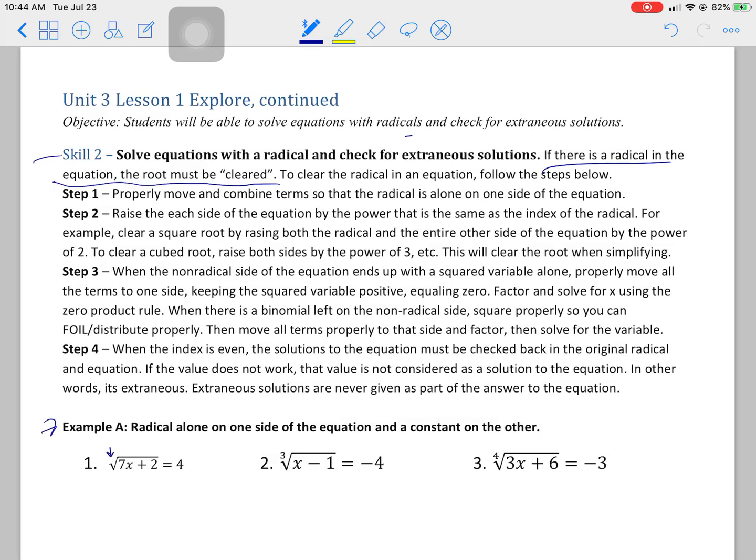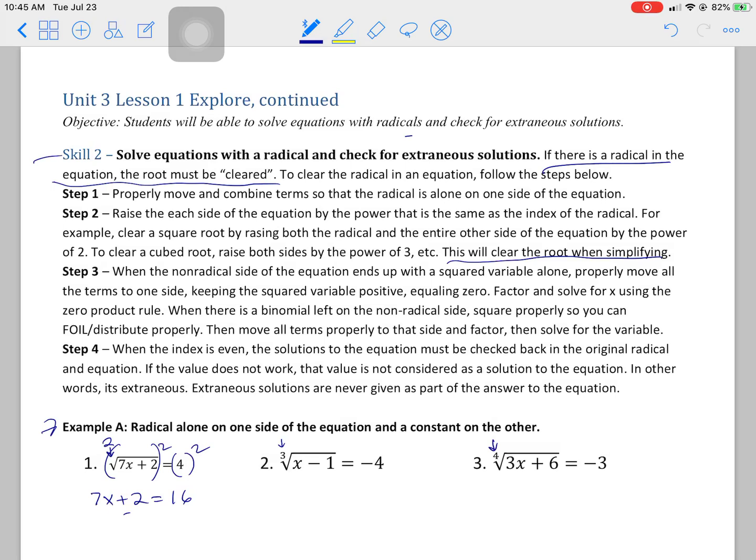The index isn't there. It's assumed to be a 2. There's an index of 3. There's an index of 4. So I'm going to raise each side of the equation by the power. This will clear the root when simplifying. Okay, so if this is a square root, we're going to raise it to the power of 2. And when you do that, you're left with a radicand by itself. All right, and once you're there, you can solve as you would any linear equation.